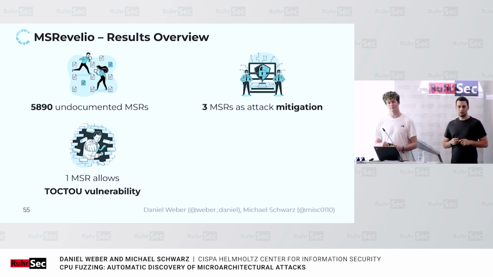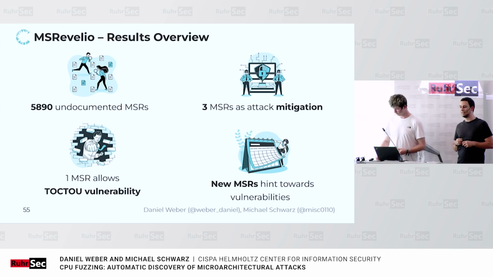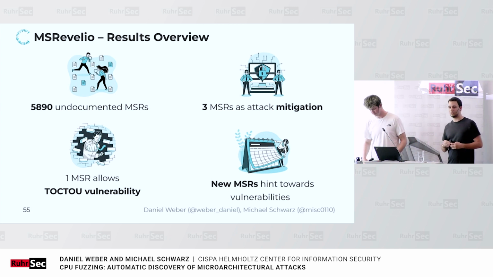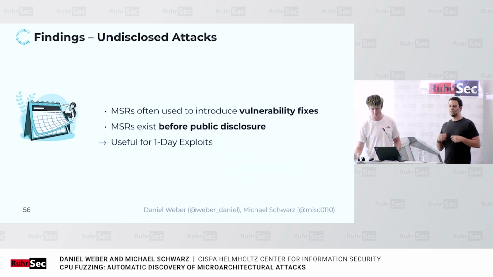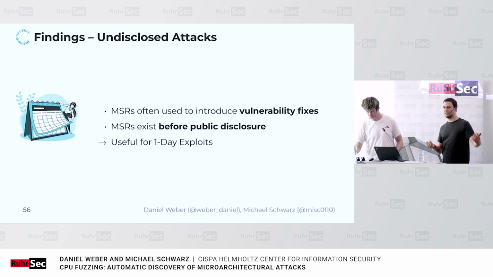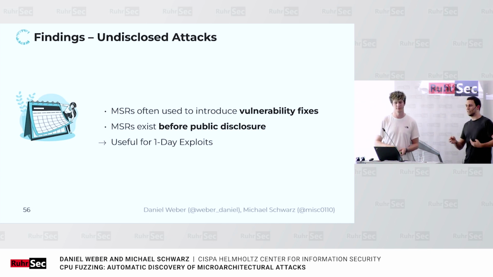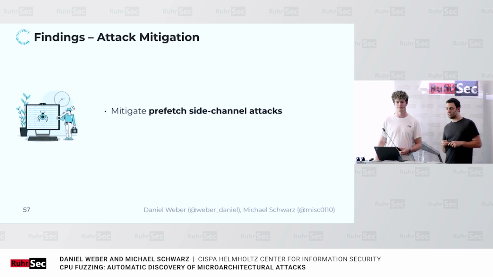And some give us already a view into the future. So some of these MSRs hint towards vulnerabilities because they were not documented when we found them, but they were later on documented as being a mitigation for an undisclosed CPU vulnerability. So attackers can already scan that before, see the mitigation, can play around with the mitigation. If they figure out what the mitigation does, it might also be possible to figure out what the attack does. So this is already quite an interesting result.